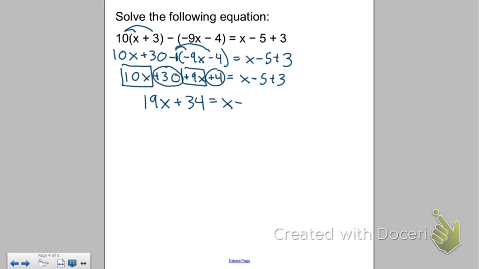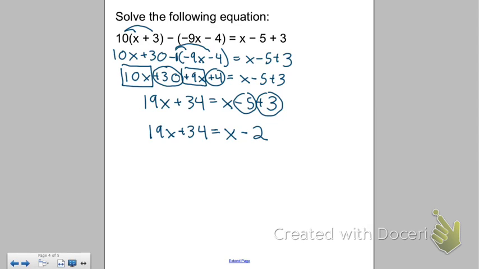Equals, I still did not do anything to my right-hand side. Now I look to see, my left-hand side is fully simplified. Now I have to see if I have to simplify the right-hand side. My right-hand side, I have two like terms, negative 5 and plus 3. 19x plus 34 can come down. That's equal to x. Negative 5 plus 3 gives me a negative 2. The next question I ask myself is what side the variables are on. The variables are on both sides.